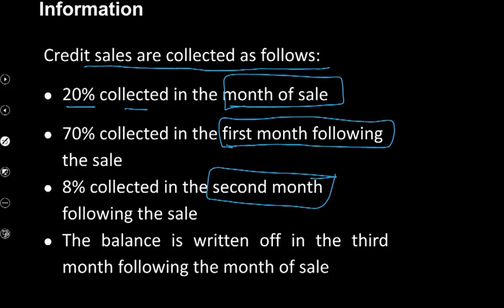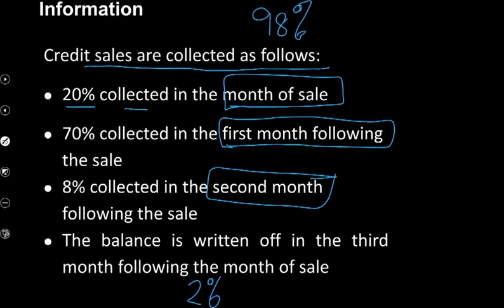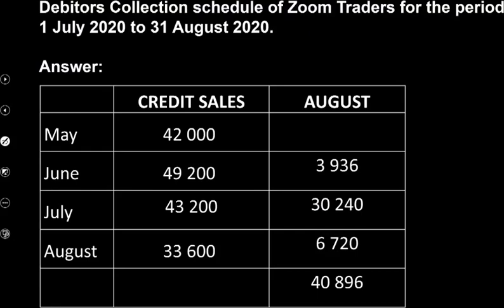Just to give you an idea, what are we referring to here? Obviously, 70 plus 20 is 90, plus 8 is 98%. So you're expecting 98% of your debtors to settle their debts in terms of the arrangement. What's the arrangement? 20% in the month of sale, 70% in the month following the month of sale, 8% will be collected in the second month after the month of sale, and then the balance, which you can clearly see here, is the 2% will obviously be the bad debt that you write off in the third month after the month of sale. Okay, now that we have that information, we can move on and start doing our calculations.